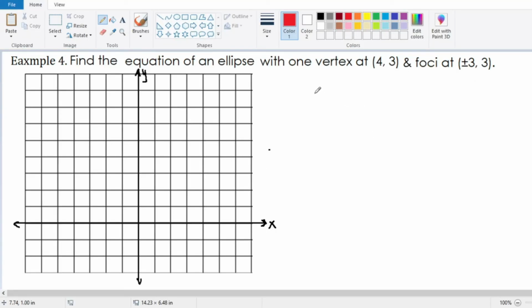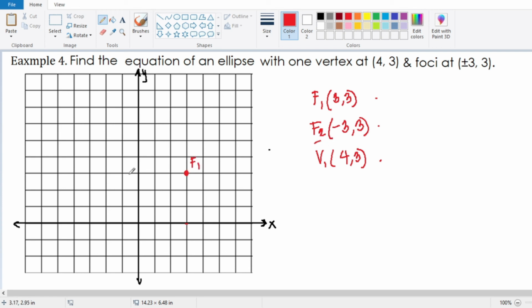So what is given here is our foci. One focus is located at 3, 3. The other focus is located at negative 3, 3. And a vertex, let's name it vertex 1, is located at 4, 3. So let's plot these 3 given points. F1 is located at 3, 3. So 1, 2, 3, 3. That one now is your F1.